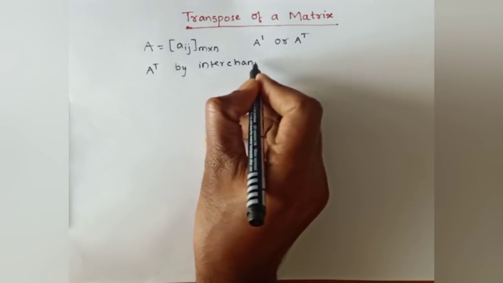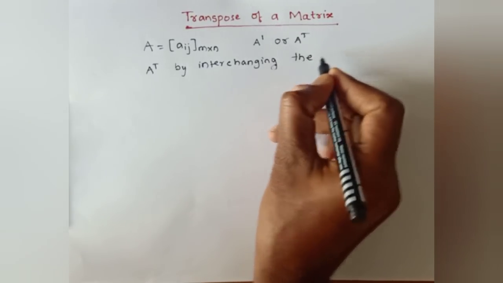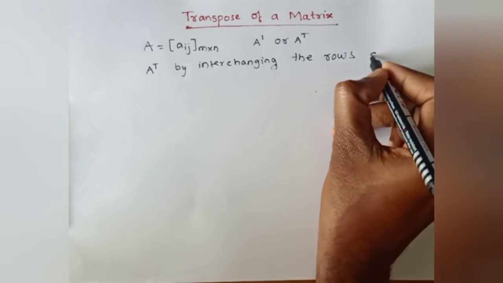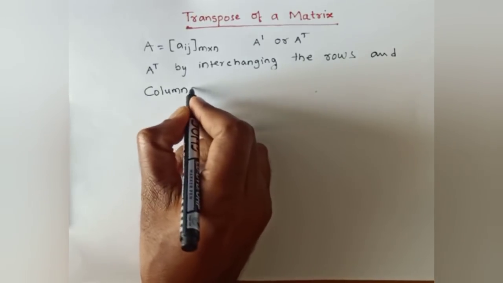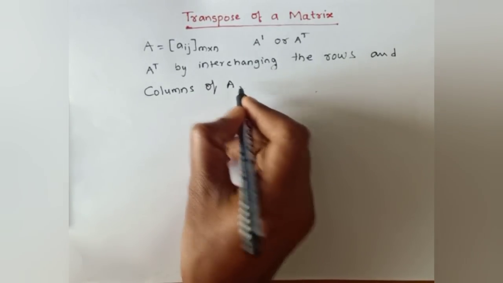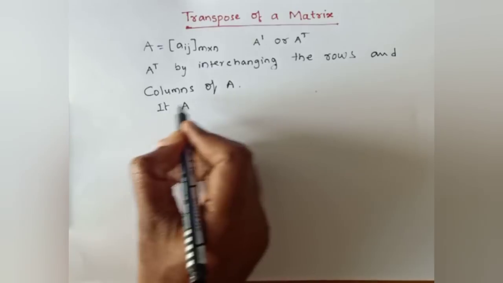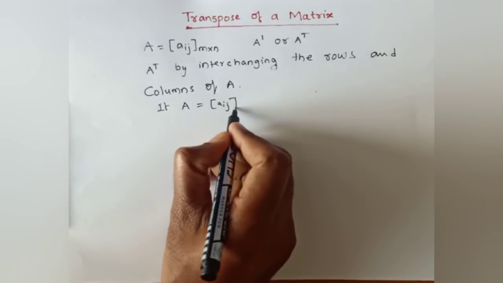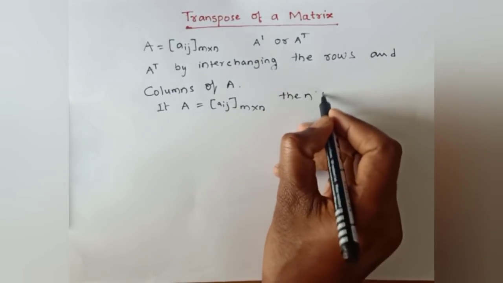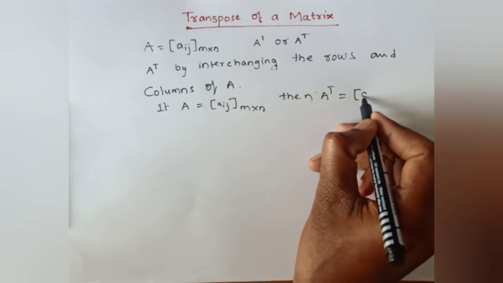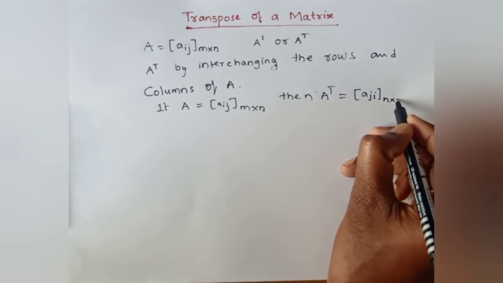interchanging the rows and columns of A. That is, if A is equal to [aij] of order m by n, then the transpose of A is again a matrix like [aji] of order n by m.